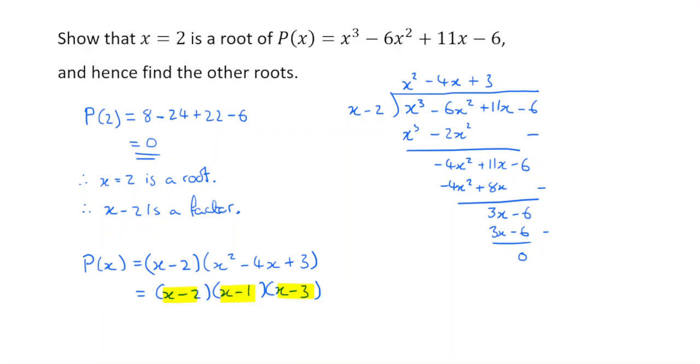And if these are the factors, then we also know the roots. Because if x minus 1 is a factor, then x equals 1 is a root. If x minus 2 is a factor, then x equals 2 is a root. And if x minus 3 is a factor, then x equals 3 is a root. Right? We've just used the factor theorem again to find those roots from the factors.